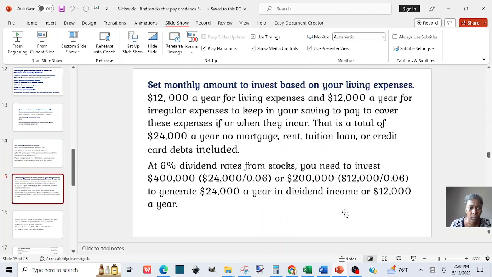Okay, so another approach will be to use your living expenses to start with. That means you have to note your budget, and when you know your budget, you can exclude debt out of it. If you want to pay off your debt, you can take debt out of it and take your living expenses at 6% and see how much you need to invest to generate dividend income enough to cover your living expenses. So let's see if we have an example here.